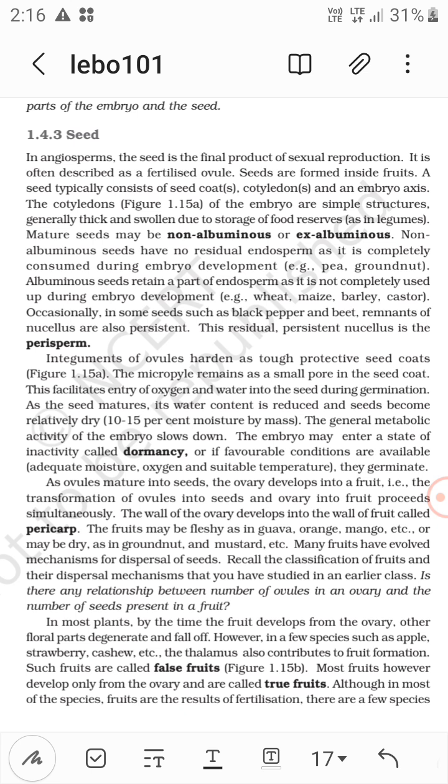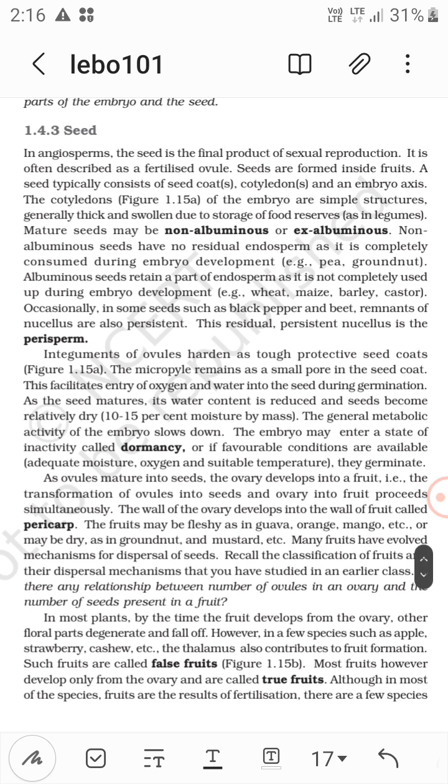As the seed matures, its water content is reduced and seeds become relatively dry, that is 10 to 50% moisture by weight. The general metabolic activity of the embryo slows down. The embryo may enter a state of inactivity called dormancy, or if favorable conditions are available, adequate moisture, oxygen, and suitable temperature, they germinate.